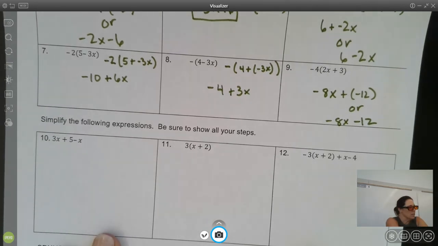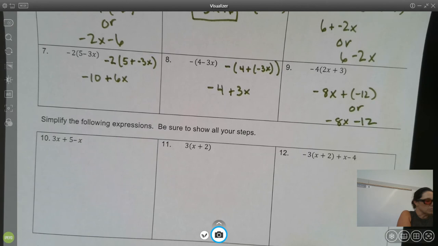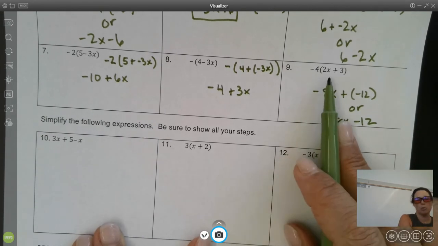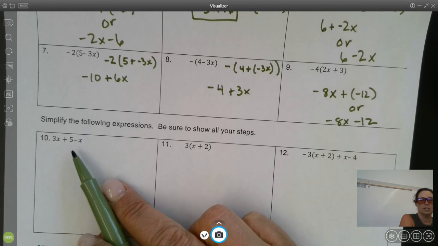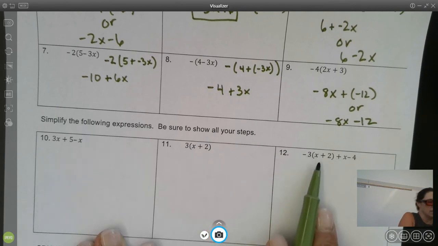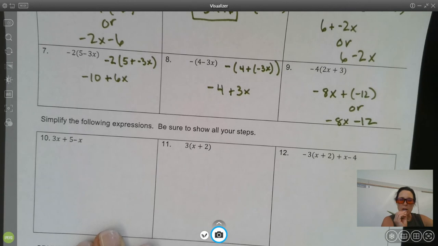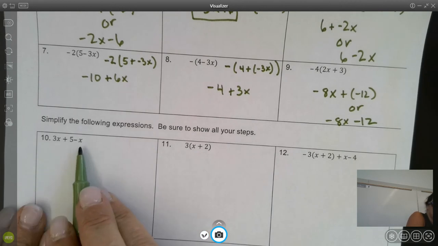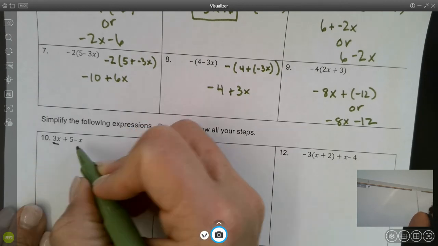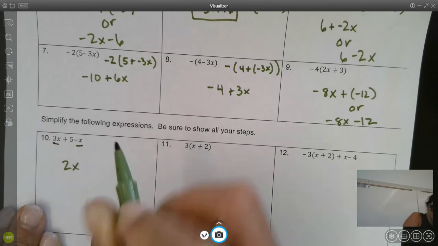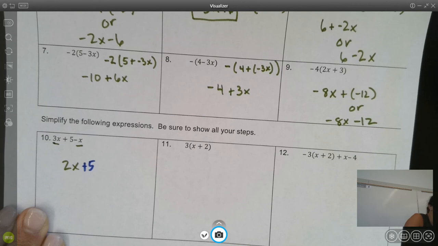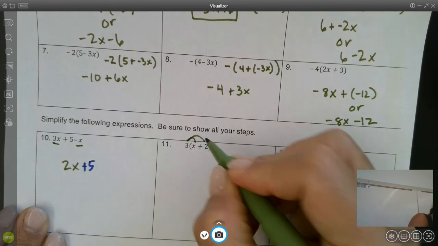All right, now the rest of these problems are these inside of problems like this. Okay, just like that. All right, so we're simplifying, making it as tight as possible, getting all the x's together, getting all the numbers together. All right, so this would be 3x minus x. I'm going to underline the terms with x's. That's a 2x and then plus 5. Okay, this would be 3x plus 6.